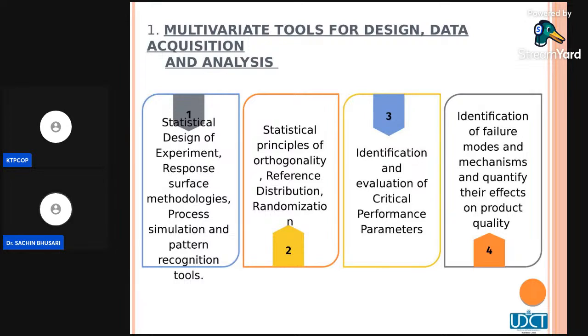Why? It's very simple. Unless and until you know the source of failure, the source of disqualification, how to correct it. So multivariate tools will give you this backbone. We do have experimental design software, we do have randomization, we do have critical performance parameters, and now the inputs from the failures also. So this is one tool of the PAT, which is distributed into these 4 segments.